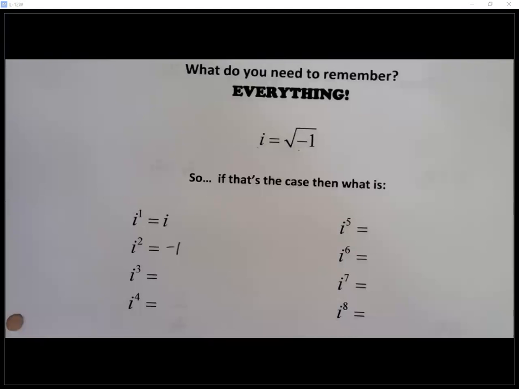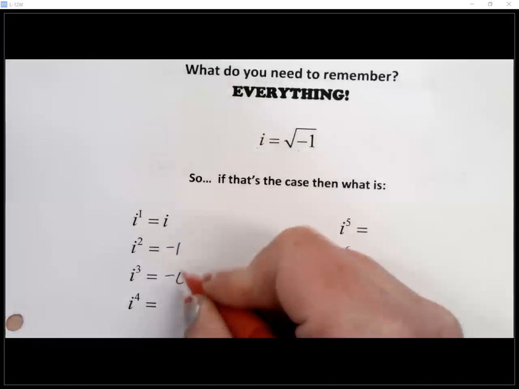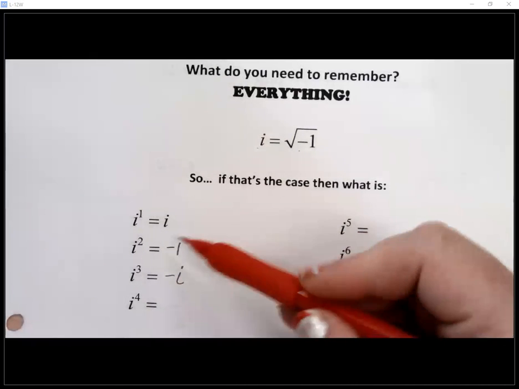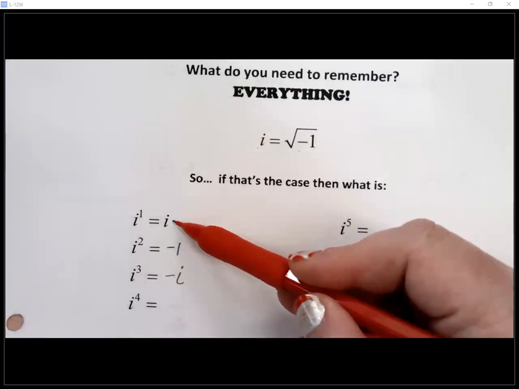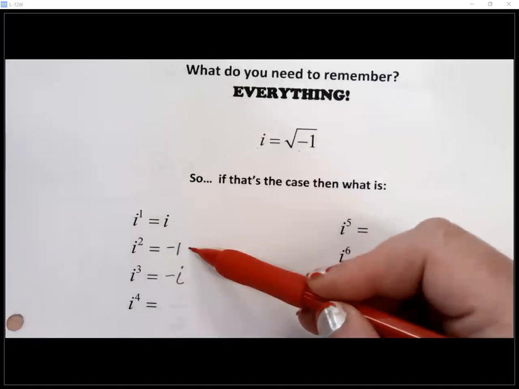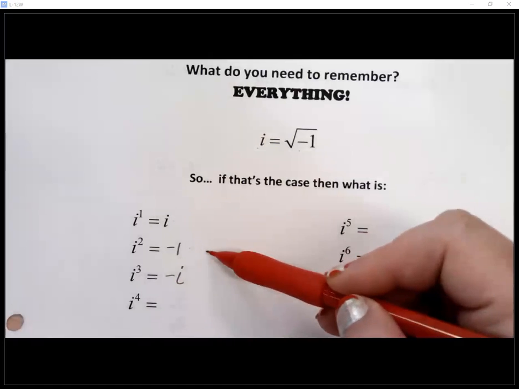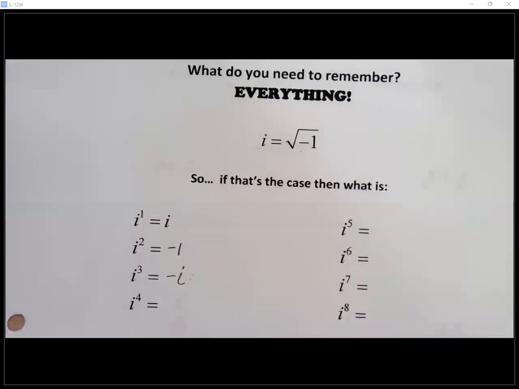Jake? -i. -i. Think about it. If you take the square root of -1 all by itself, square root of -1 times square root of -1 gets me -1. Times it by one more square root of -1, I end up at -i. And what do you get when you have to do i to the fourth, do you suppose? Cedric? +1.